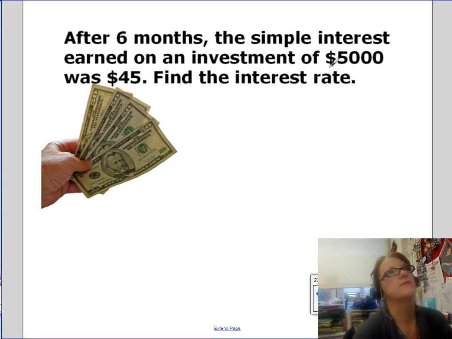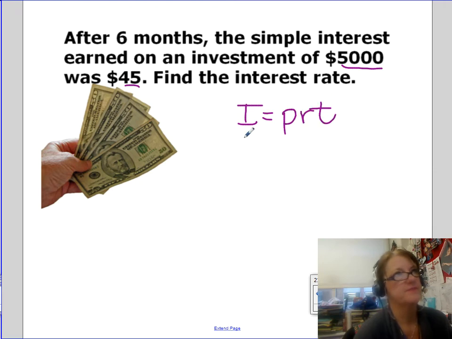Okay, let's look at this one. After 6 months, the simple interest earned on an investment of $5,000 was $45. Find the interest rate. Ooh. Okay, let's get our formula here. I equals PRT. This time they tell me 6 months. Now, I have to clarify here. Don't put a 6 there. Time is always measured in years. So since this is only 6 months, that's half of a year. So put in 1/2 or 0.5.